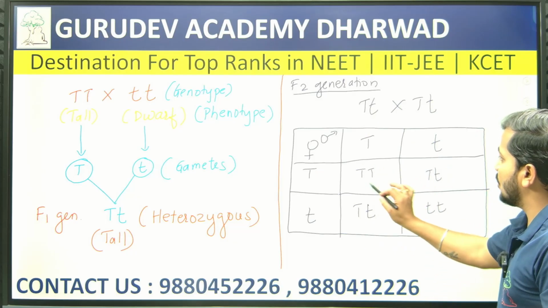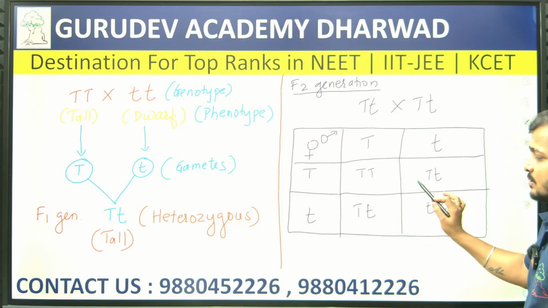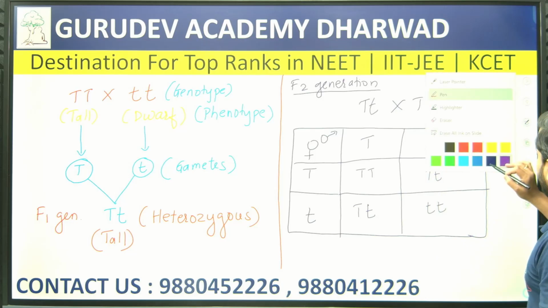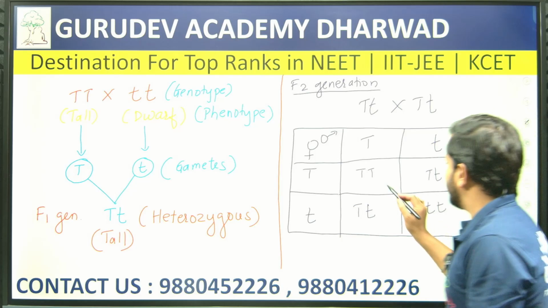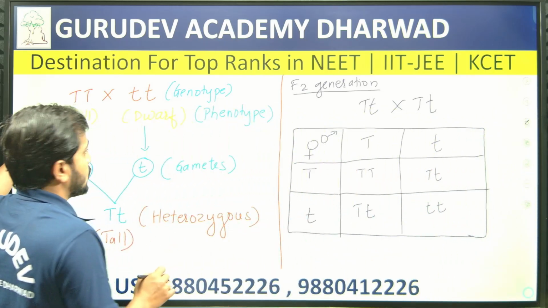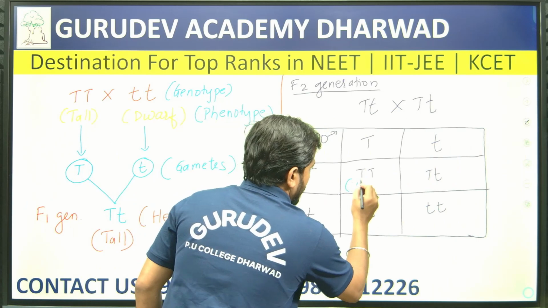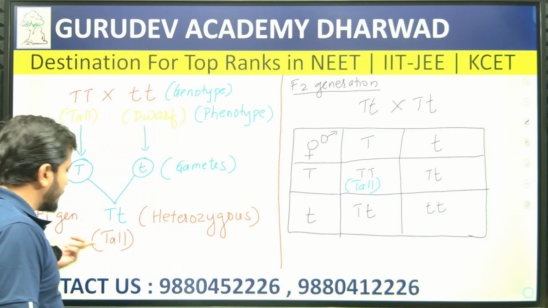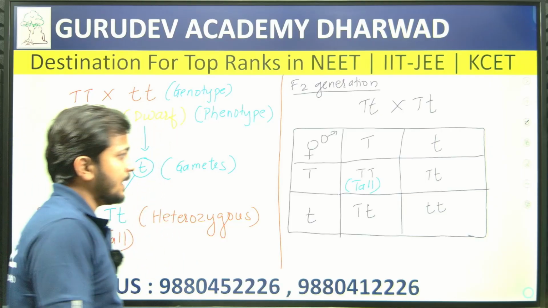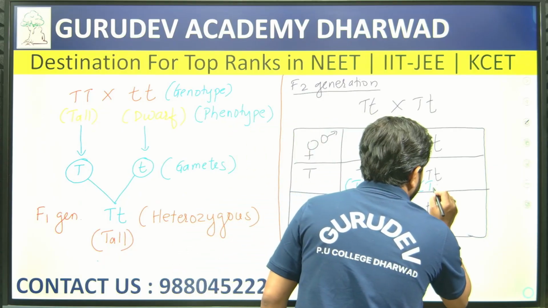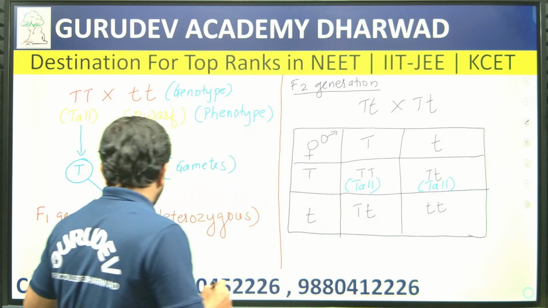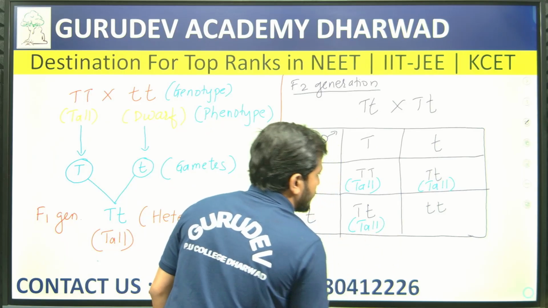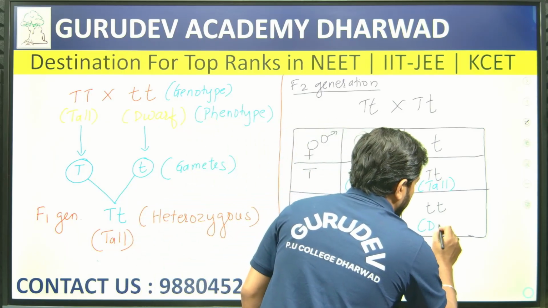So one is homozygous, two of them are heterozygous, and one more is homozygous. With respect to that, overall, this capital T will be the tall, right? Then capital T small t, which I got in the F1 generation, is tall again, right? So even the heterozygous I have got is tall. Then again capital T small t is heterozygous tall, because tall is dominant over dwarf.